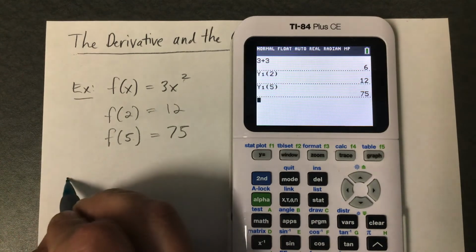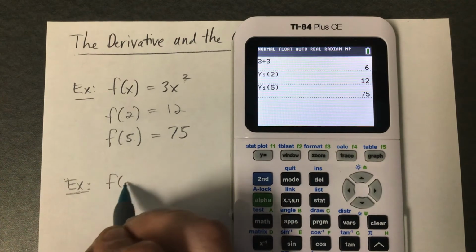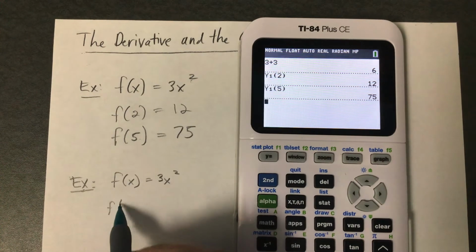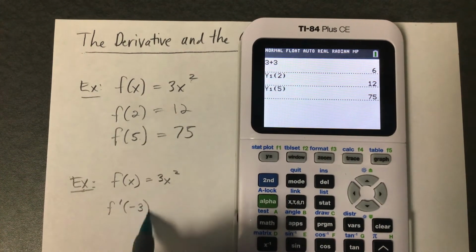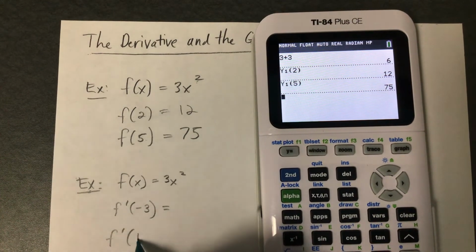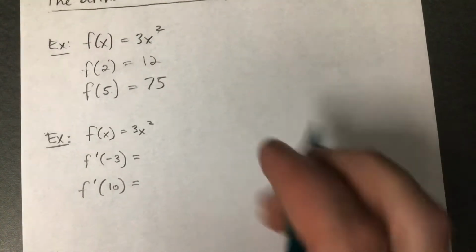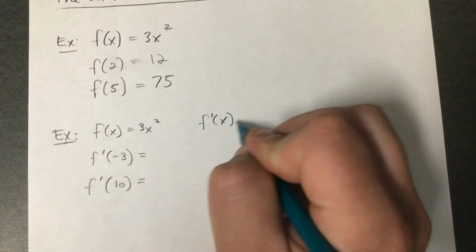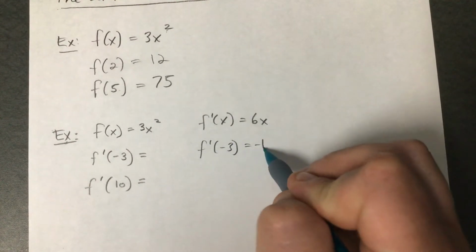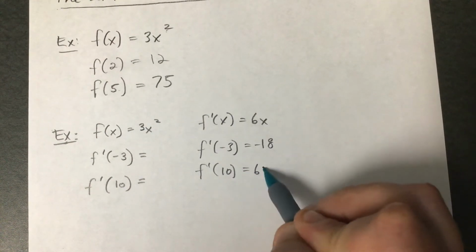All right, the next one we're going to do, I'm going to use the same function, just so we don't have to redefine it, plus it's simple. And I want us to figure out f prime of negative 3, and f prime of, I don't know, let's say 10. Let's do this by hand. We already know how to do this. f prime of x would be 6x. Therefore, f prime of negative 3 is going to be negative 18. f prime of 10 is going to be 60.